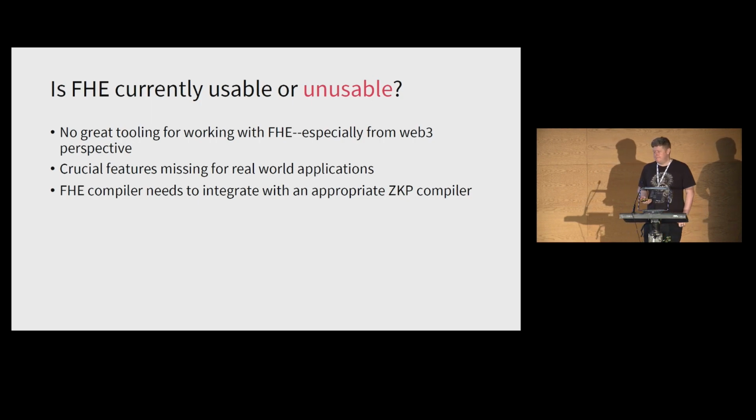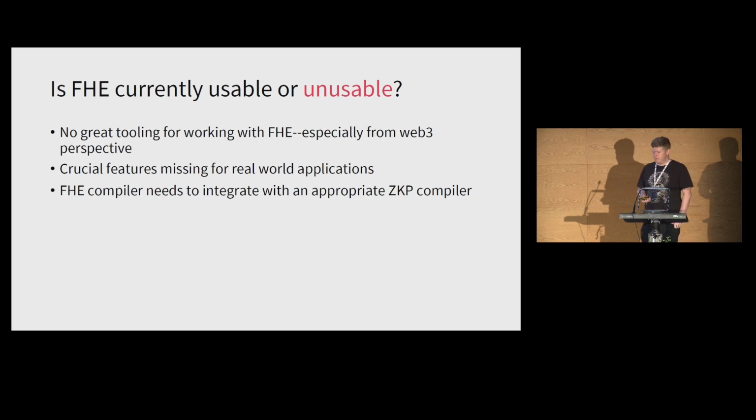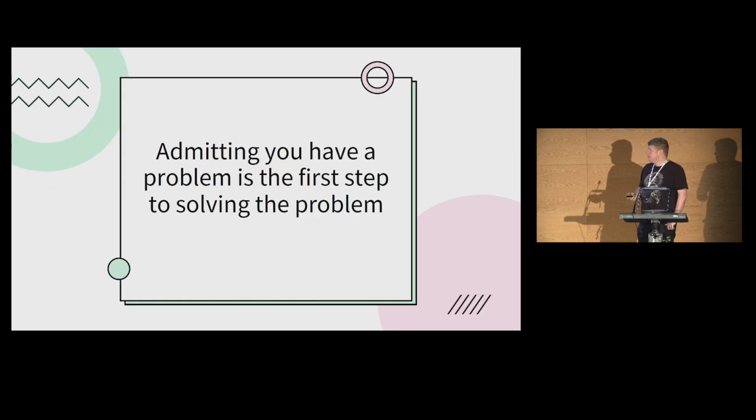So is FHE currently usable or unusable? Well, we need a bit of tooling before we can truly use it in Web3. In particular, we need the tight integration between zero-knowledge proofs and FHE. So now that we've discussed some of the challenges facing FHE and its adoption in Web3, we can start talking about solutions and how we solve some of these problems.